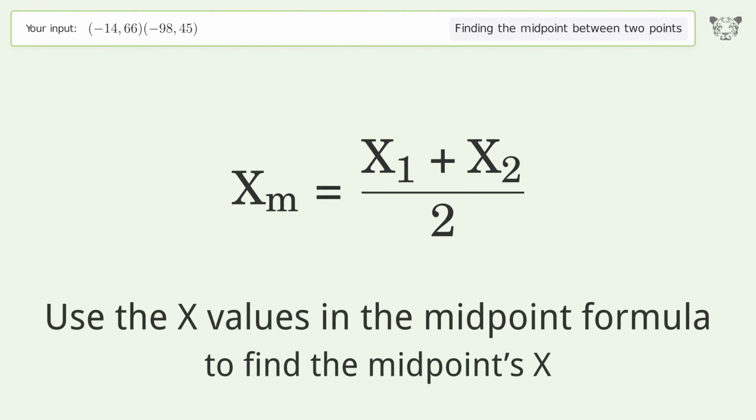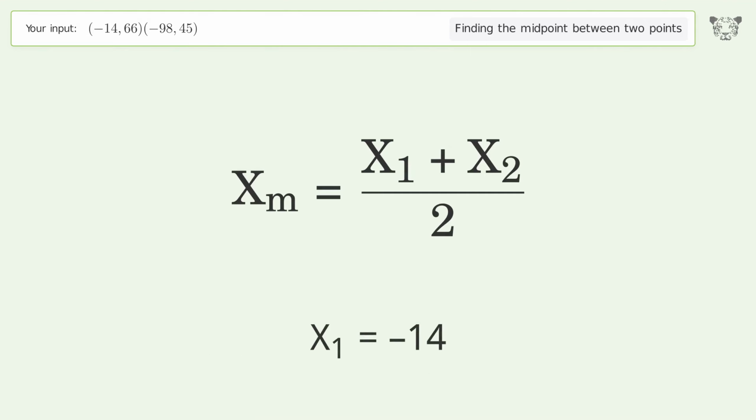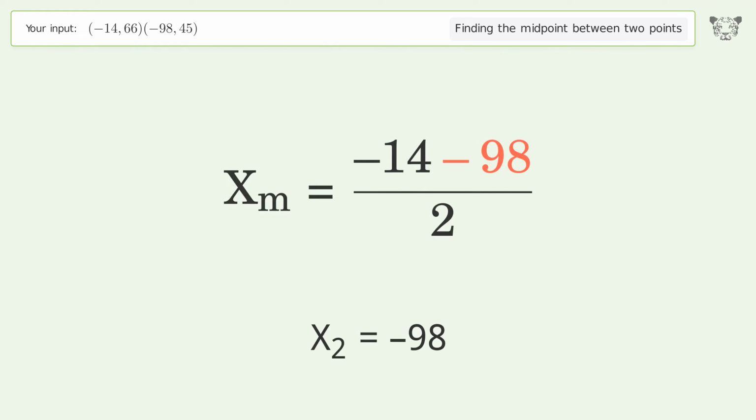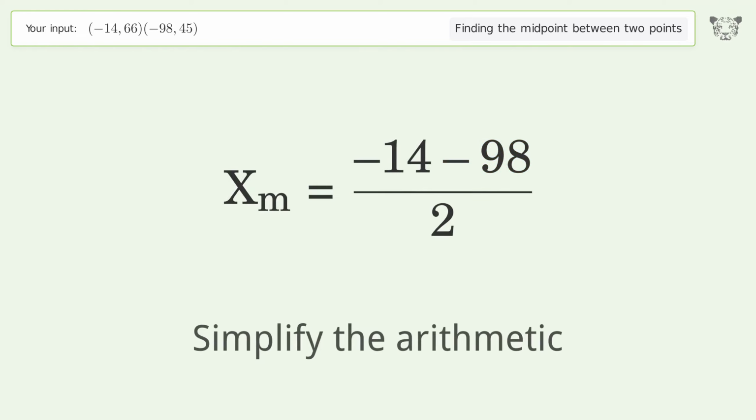Use the x values in the midpoint formula to find the midpoint's x. x1 equals negative 14. x2 equals negative 98. Simplify the arithmetic.